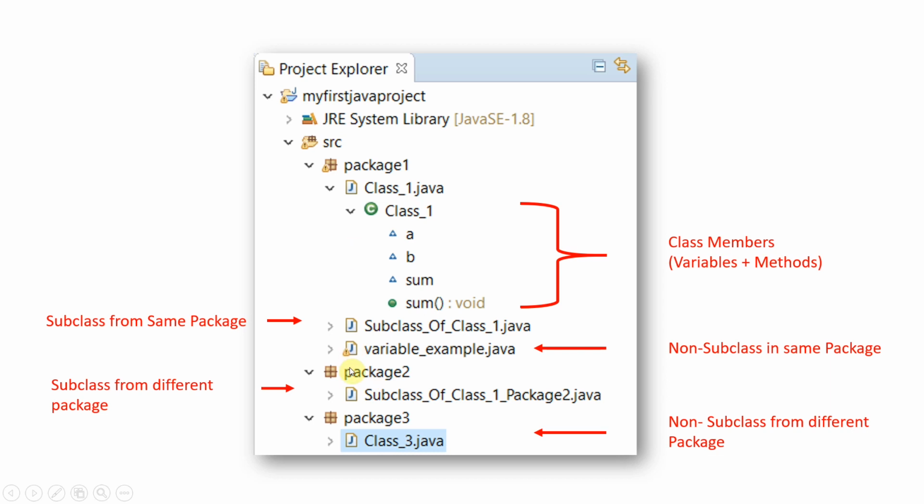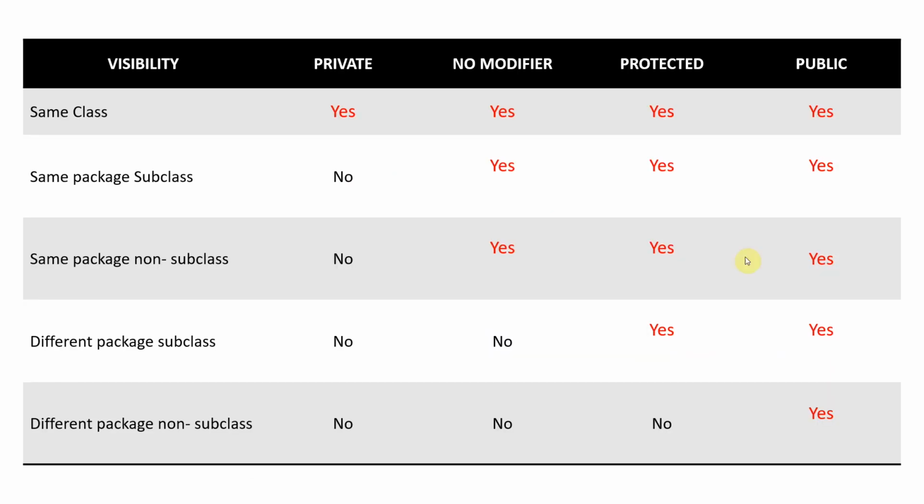Now at the same level we have package 2 and package 3. In package 2 we again have one class which inherits class 1. Since it inherits class 1, this will be called the subclass from a different package. Okay, since this is in a different package but it is a subclass, it will be called the subclass from a different package. Now we have one more package, package 3, and this is class 3, which does not inherit class 1, so this will be called the non subclass from a different package. Okay, now let's go to the comparison.